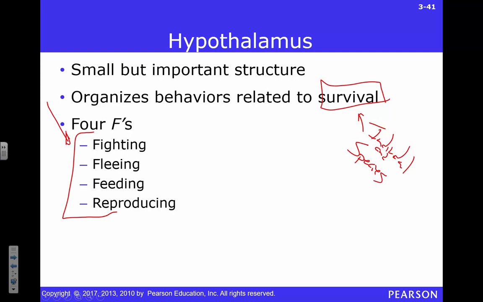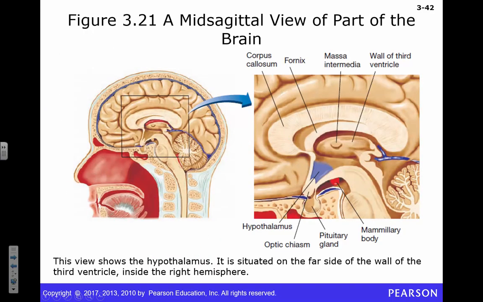For those of you that don't know the 4th F there, just ask your parents. Sure, they'll tell you. I mean, that's how you got here, but they'll tell you.